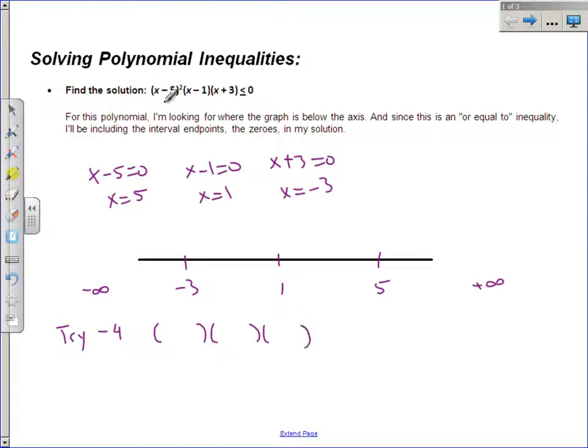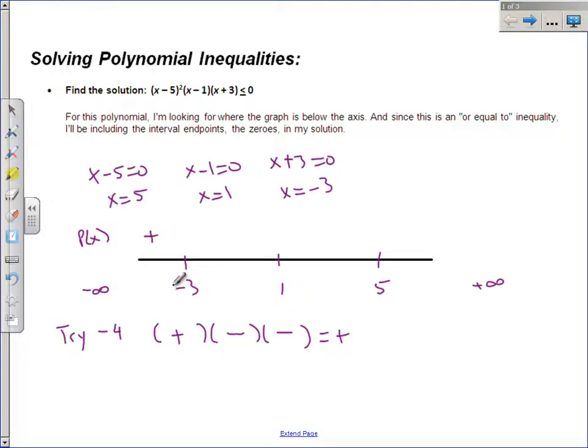Okay, negative 4 minus 5 is negative 9. Negative 9 squared is a positive number. Negative 4 minus 1 is a negative number. Negative 4 plus 3 is a negative number. What's a positive times a negative times a negative? Well, that is a positive number. That means that the polynomial is above the x-axis in that interval.